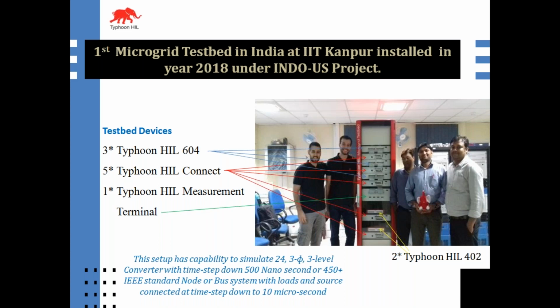And HIL Connect, as we know, is a true plug and play interface that gives us the feel that we are working with the real hardware. It's an interface to LEM sensors as well. So it is the first microgrid testbed that we installed that has the capability to simulate 24 three-phase, three-level converters with a time step down to 500 nanoseconds, or a 450-plus IEEE standard node or bus system with loads and sources.